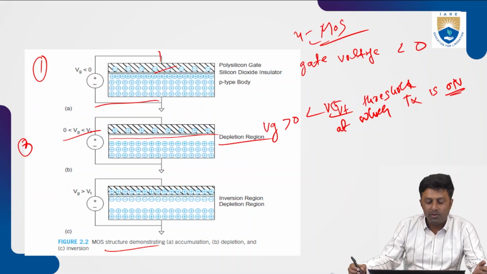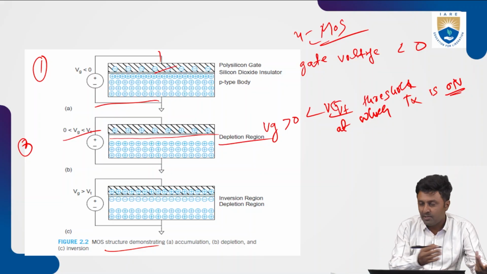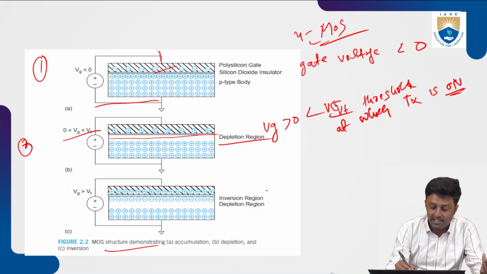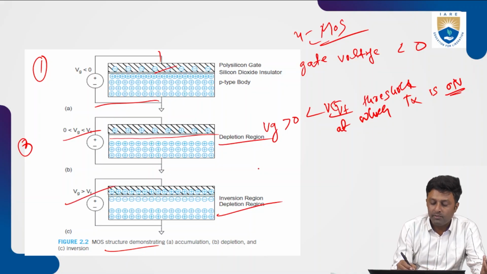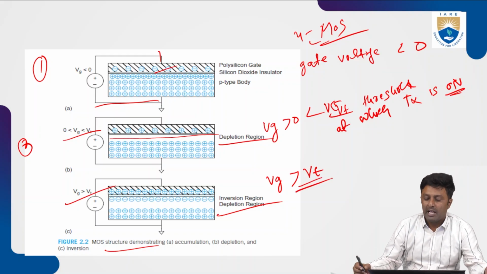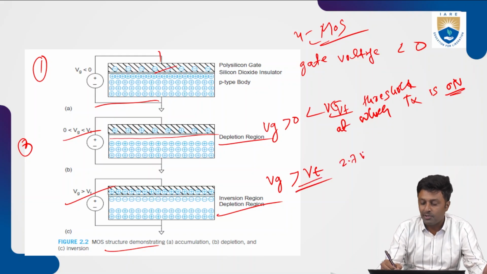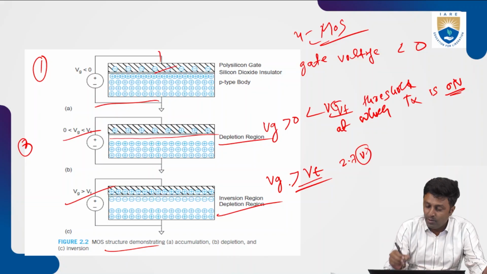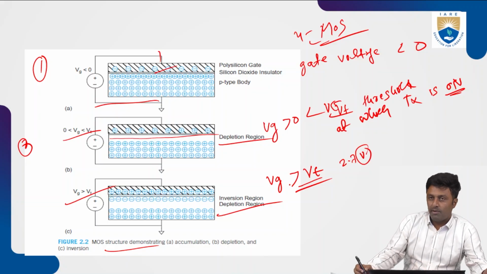Okay, near the channel, here also there is no flow of current. So in order for the transistor to work, we have to apply a gate voltage greater than the threshold voltage. VT we call it the threshold voltage. Let us say 2.7 volt is the threshold voltage. So at 2.7 volt, the transistor will be on.